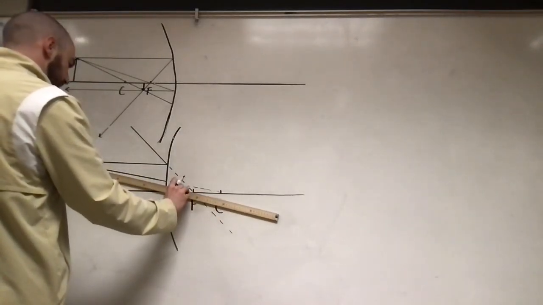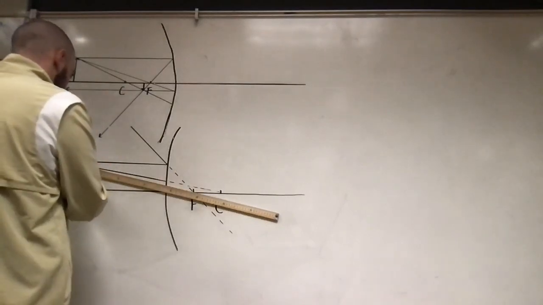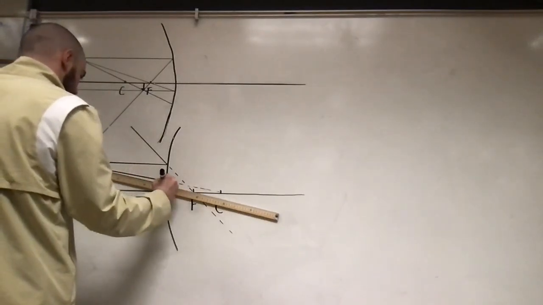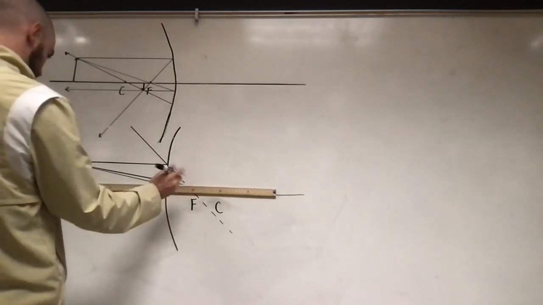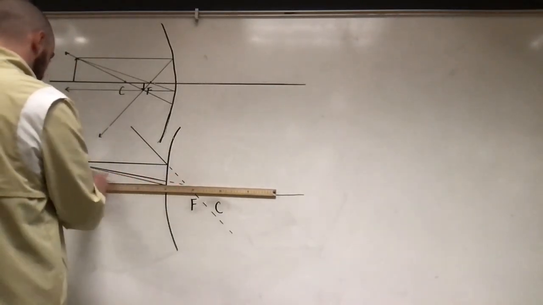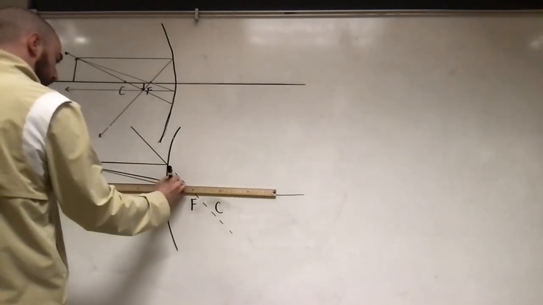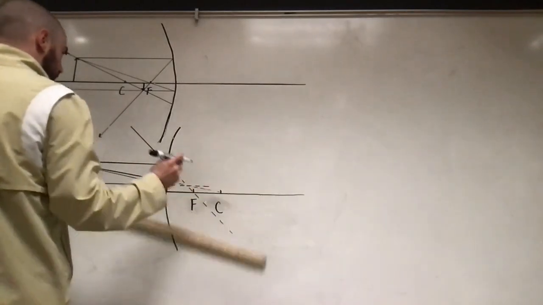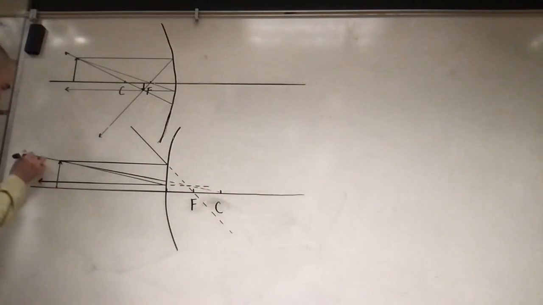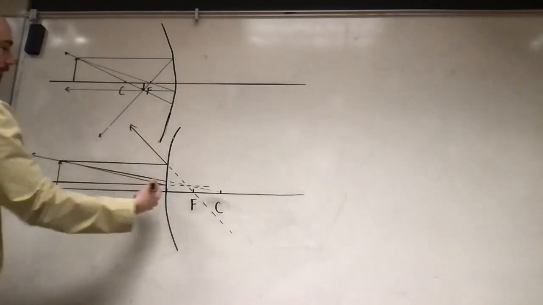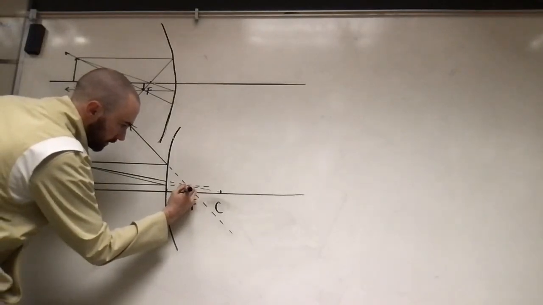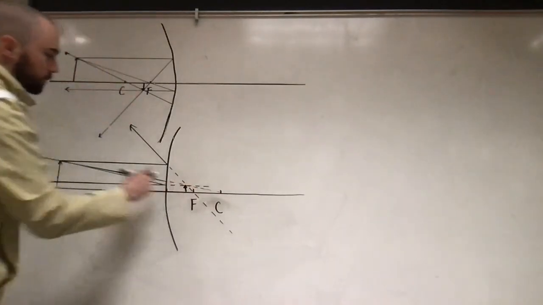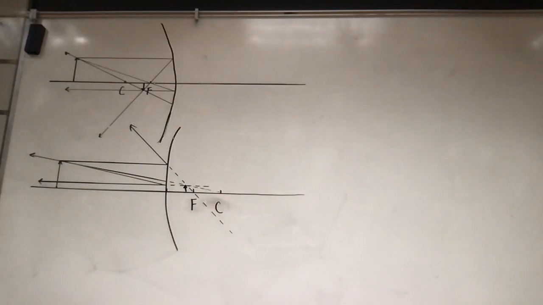Finally, the one that aims at the focus and comes back parallel. Aiming at the focus, when I hit the mirror, reflects off parallel to the principal axis. And now mine may not be perfect, but you'll get the idea. Dotted lines backwards. And notice when you look at these rays, they're divergent, which is why you get an imaginary image, a virtual image back here. So in this case, we should end up with one that is virtual, smaller, and upright.